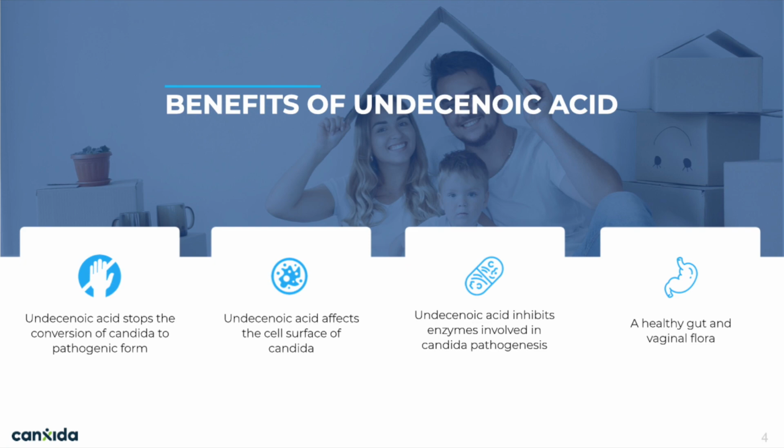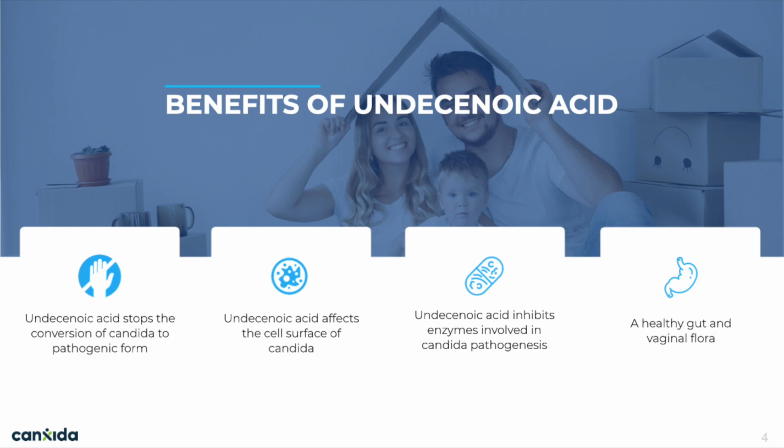If we look at point 2, undecenoic acid affects the cell surface of Candida. So it completely disturbs the cell surface. A Chinese study led by a guy called Shi and colleagues even observed that small droplets of it are enough. So it's tiny amounts that really affect the surface of yeast, and particularly how it reproduces and then morphs into a more complex, dangerous form.